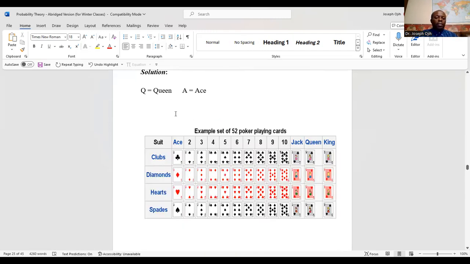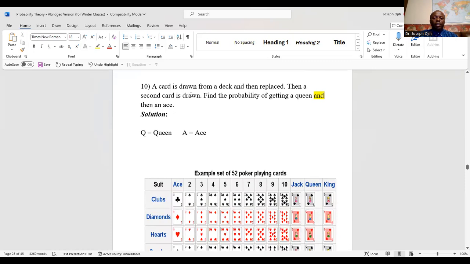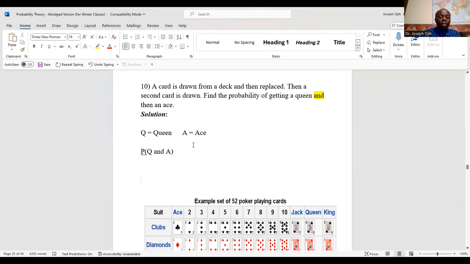So we have 4 queens and 4 aces. It said that the card is drawn from the deck and then replaced. Then a second card is drawn. Find the probability of getting a queen and an ace. Again, "and" is the keyword, and this is a multiplication rule. So the probability of queen and ace, P of queen and ace, would be the P of queen times probability of getting an ace.